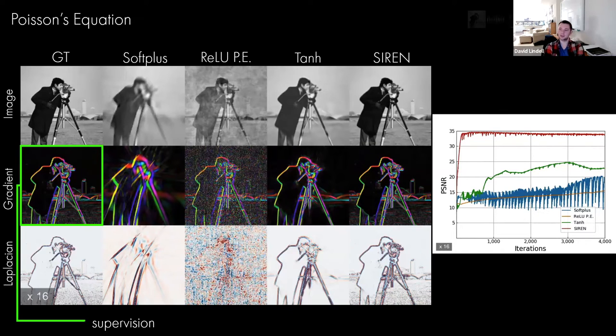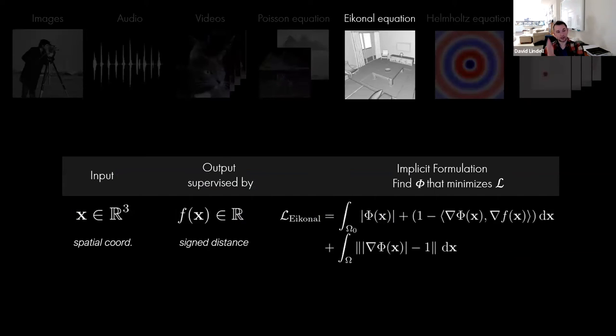And again, we see similar trends to before where the convergence is quite fast. And in terms of quality, we're over 10 dB higher in terms of PSNR than the other methods. So this is really interesting that we can supervise not only on the signal itself, but also on derivatives. And in fact, that's really useful for solving other types of equations that have derivatives in them. So one example of this is the eikonal equation, which is actually used to describe these signed distance functions for representing 3D shapes that I talked about earlier.